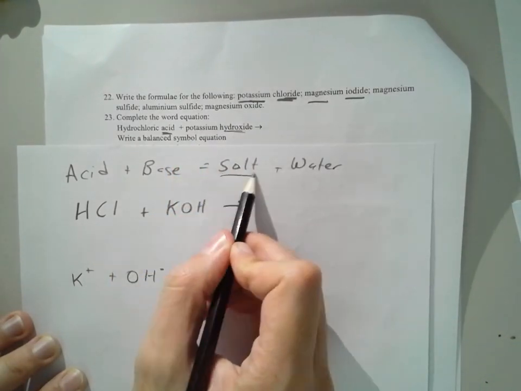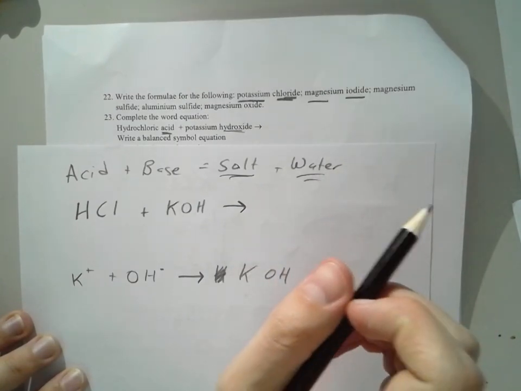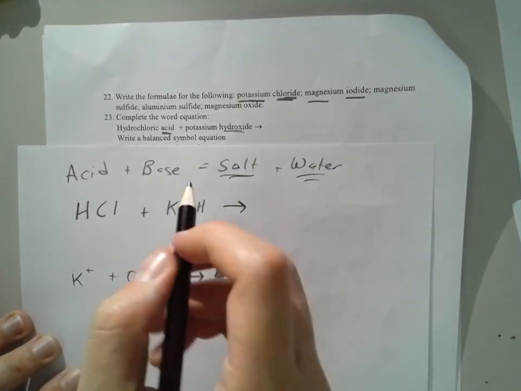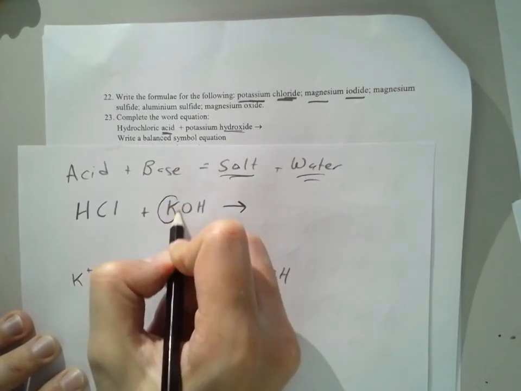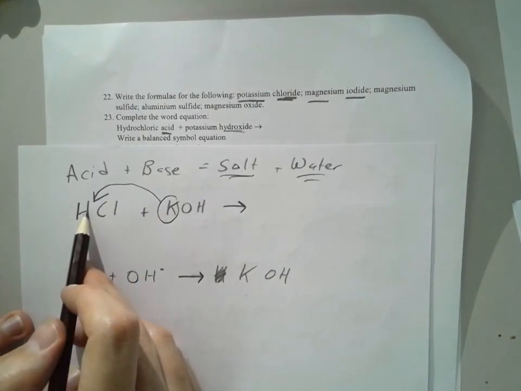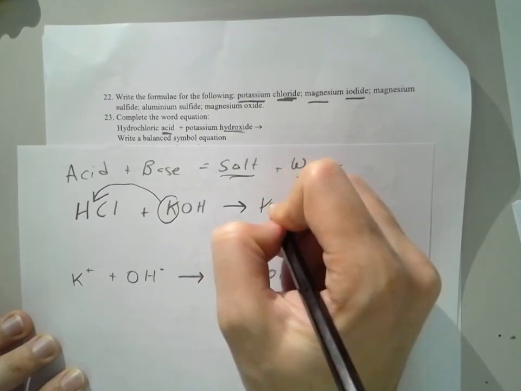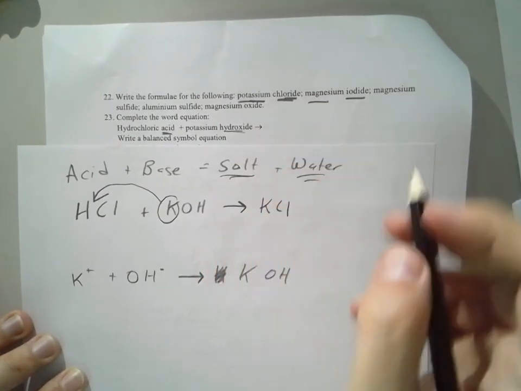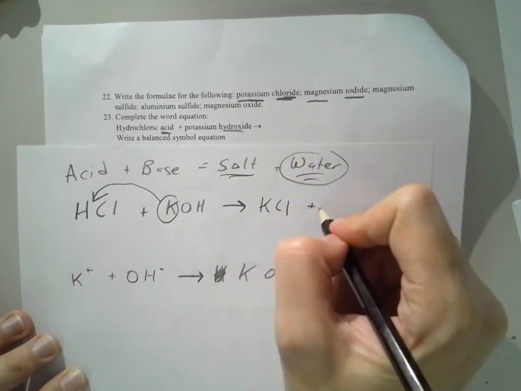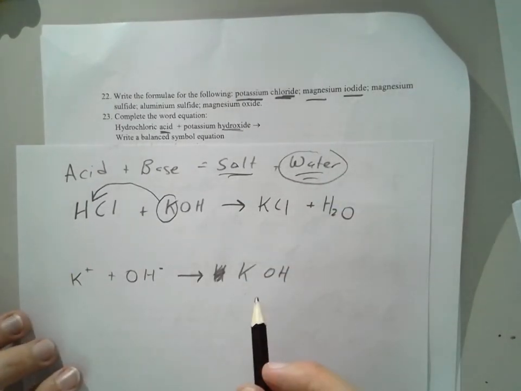So what I need now is a salt, and I need water. There's guaranteed water in every acid-base reaction. In other words, there's always going to be H2O. But I need a salt. So what's going to happen is anything that replaces the place of the hydrogen is going to give me the salt. So KCl is the salt, and therefore I have to put the remaining part, which is the water, H2O. And this is the chemical symbol equation for this.